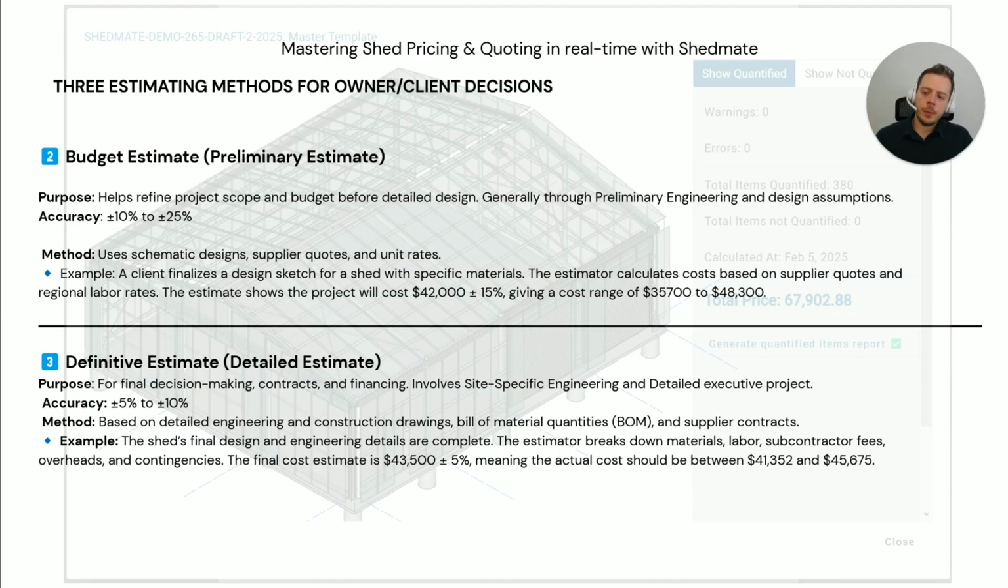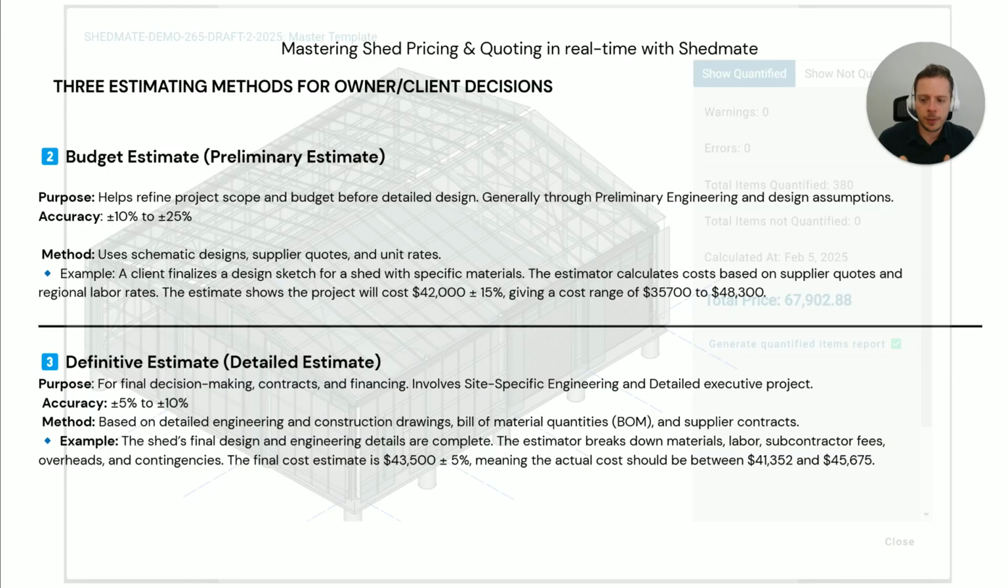Then we move to other estimating methods. One of them is the preliminary estimate or budget estimate. This generally is done through preliminary engineering. So it's not only in the pub; you're already getting some historical information to see what frames you would generally be using for that specific shed. You need more information such as schematic design, supplier quotes, and unit rates. And this can give you a much better result.